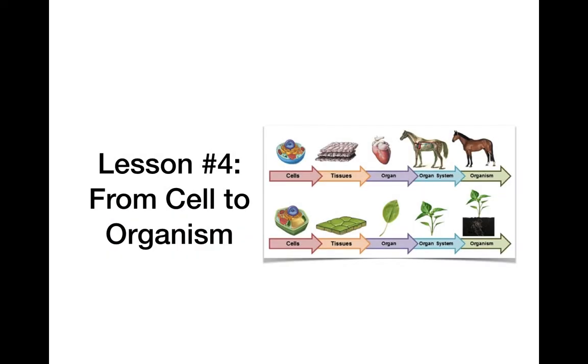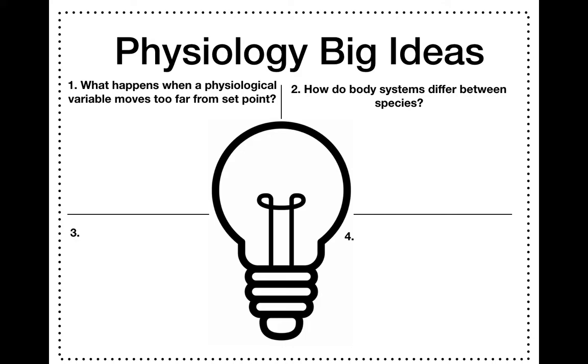Okay, 10th grade, this is lesson number 4 in our unit on human physiology, and it's called From Cell to Organism. So first things first, take a minute and write in your second big idea. How do body systems differ between species? That's something you should keep in mind as you're doing your research task in last class and today's class, and kind of starting to build examples for your big idea. So pause the video, write down that big idea.